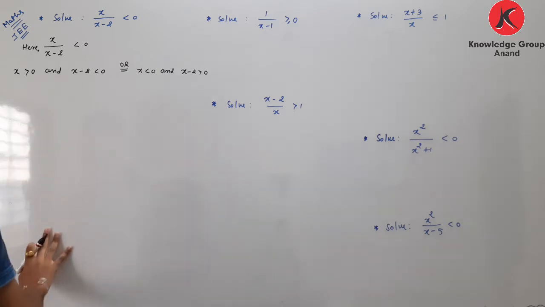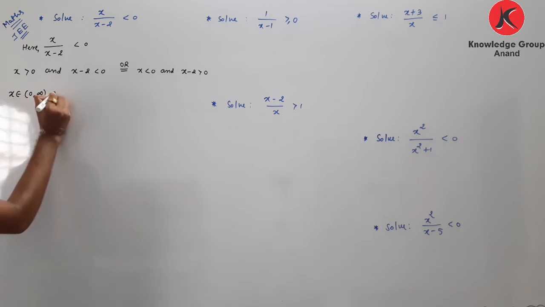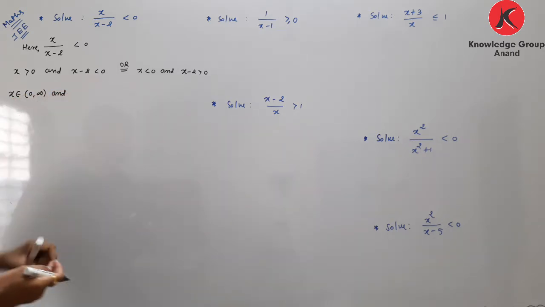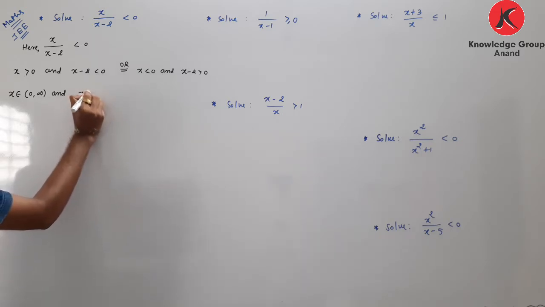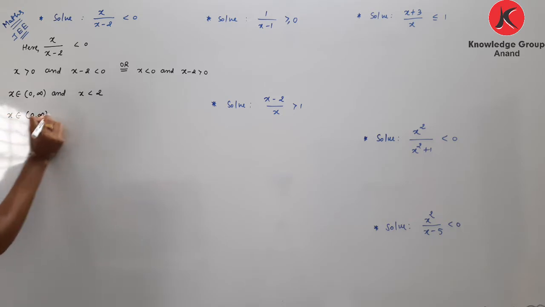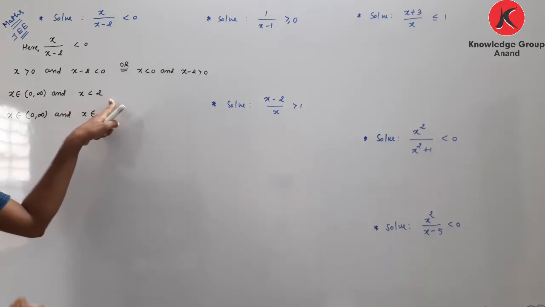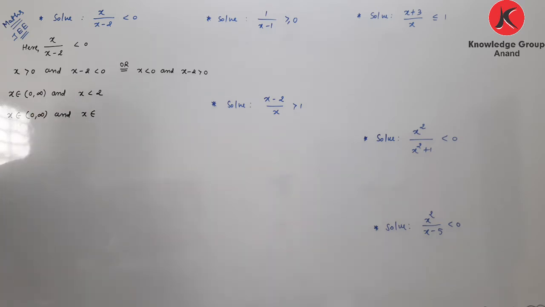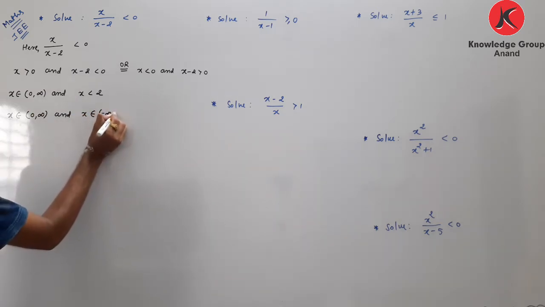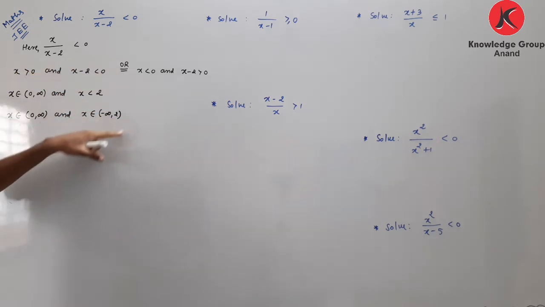See here, solve this inequality. We are getting x greater than 0. That means the solution of this inequality will be x belongs to 0 to infinity, and in this x minus 2 less than 0. That means x less than 2, so we can write x belongs to 0 to infinity and x belongs to minus infinity to 2 here. Okay, this is for case number 1.